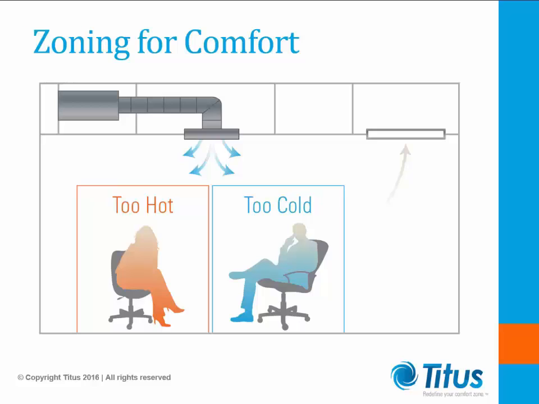Zoning for comfort can be a challenge in places where your zone is too large to be controlled by one particular device. Terminal units allow you to break down different zones into smaller areas. That way, you won't have uneven heating and cooling throughout your space.